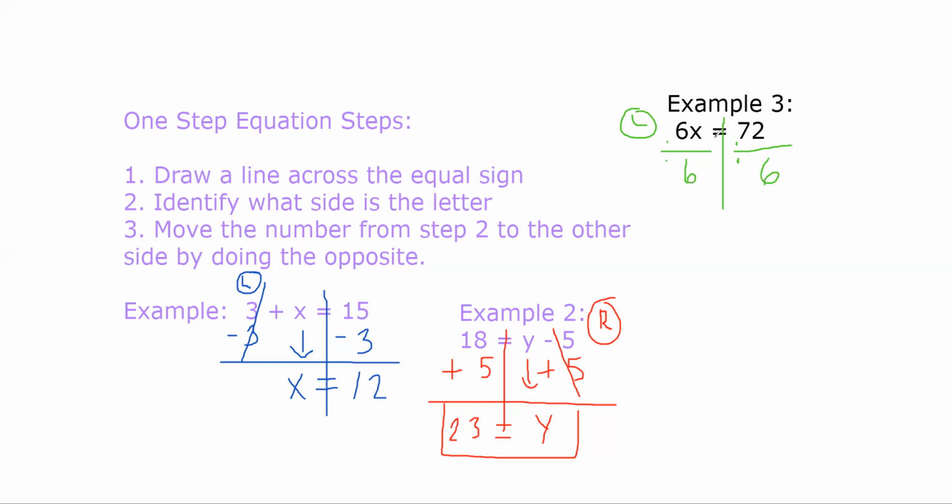1 times x is just x. So what I'm going to say right here is that this just cancels out. I usually just say that. I mean, it's 1, and 1 times x would be x. So just say it cancels out.